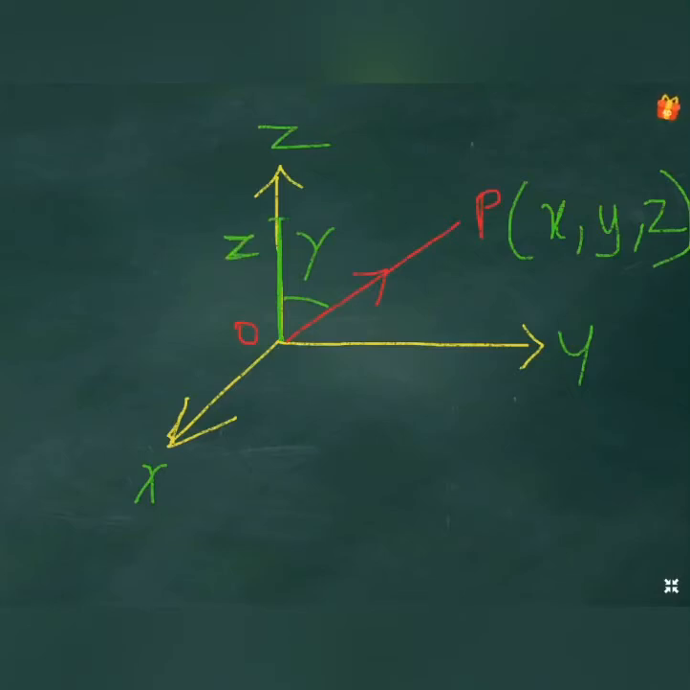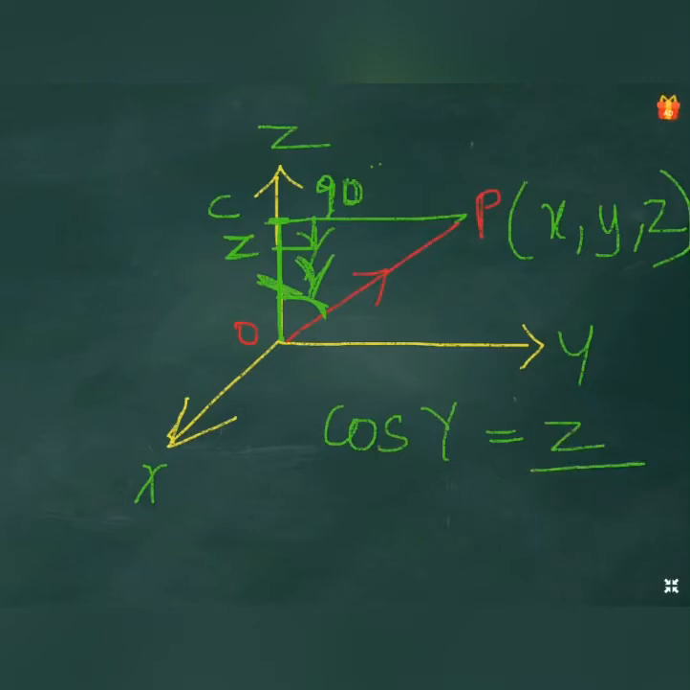Now let us take this point as C. Let us join CP. We know angle C is 90 degrees. This is gamma. So cos gamma will be adjacent, which is z, divided by the hypotenuse. The hypotenuse is opposite to the 90-degree angle, which is the magnitude of vector r.